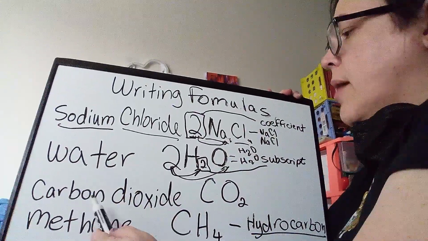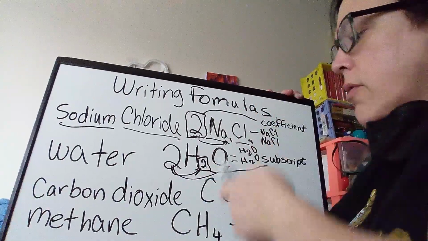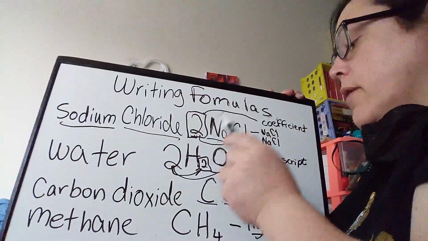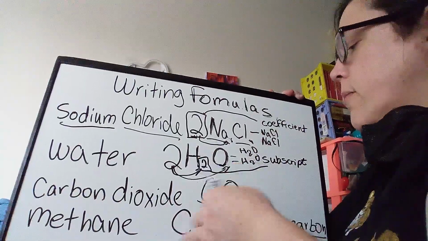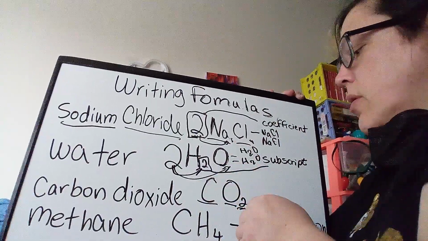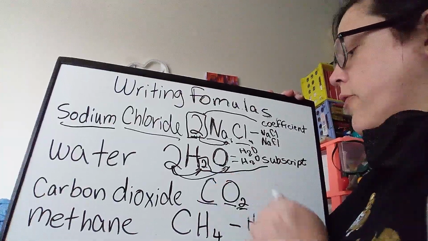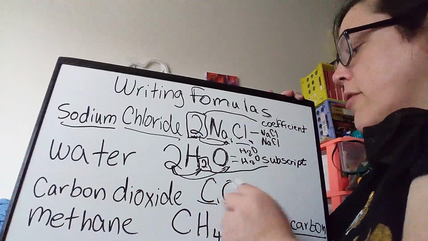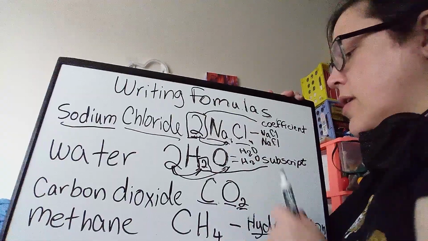Let's look at another example, carbon dioxide, which is a byproduct of combustion. In this case, we have 1 atom of carbon, 2 atoms of oxygen, because we have a 2 here. So, CO2, this is a subscript. And this tells me that there's only 1 atom of carbon, because we don't have to write the 1, but it's implied. So we have 1 atom of carbon and 2 atoms of oxygen.